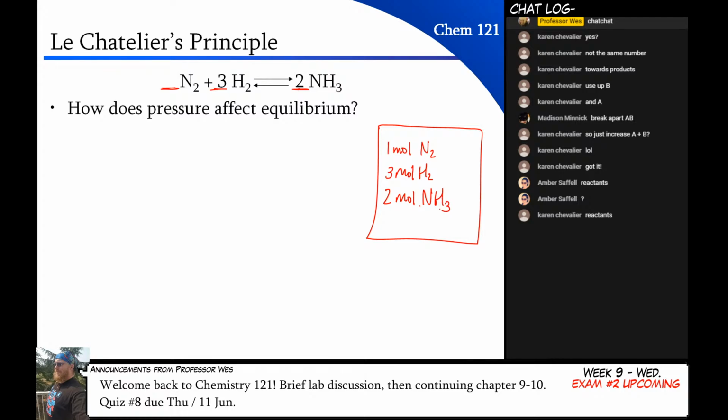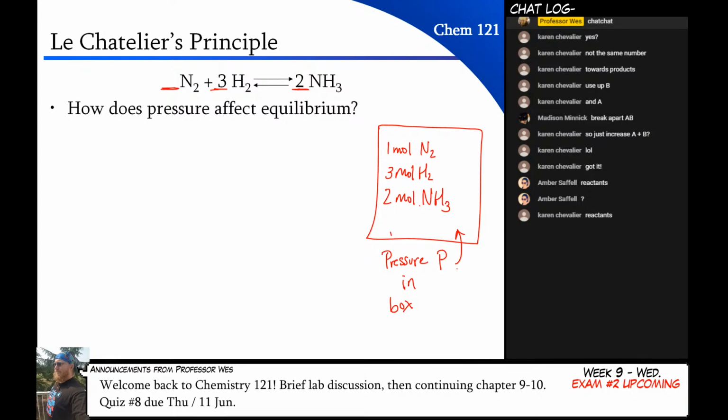If my reaction is at equilibrium, there will be some pressure. And the reaction wants to stay at that pressure, because pressure is related to the amount of things that are in there. If I had 2 moles of N2, I would have more pressure. If I had 0.01 moles of N2, I would have less pressure. And so that would affect how the reaction works and what its equilibrium would be.